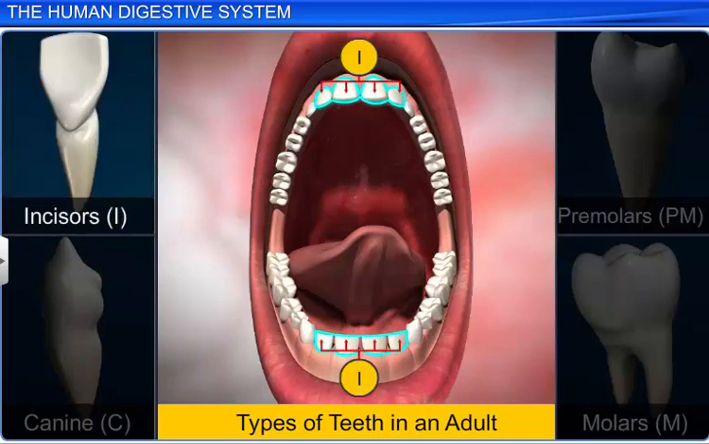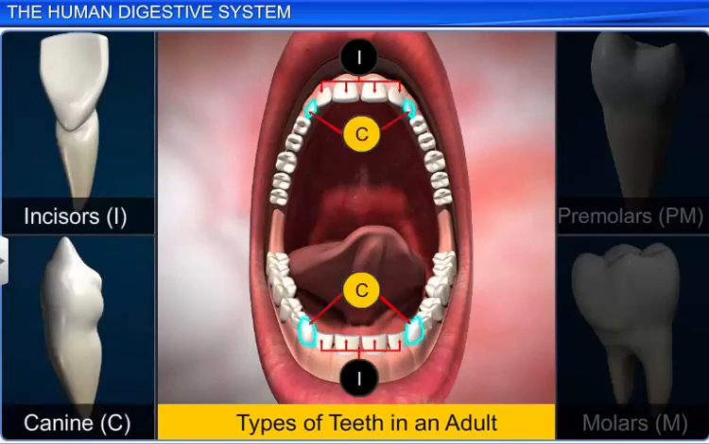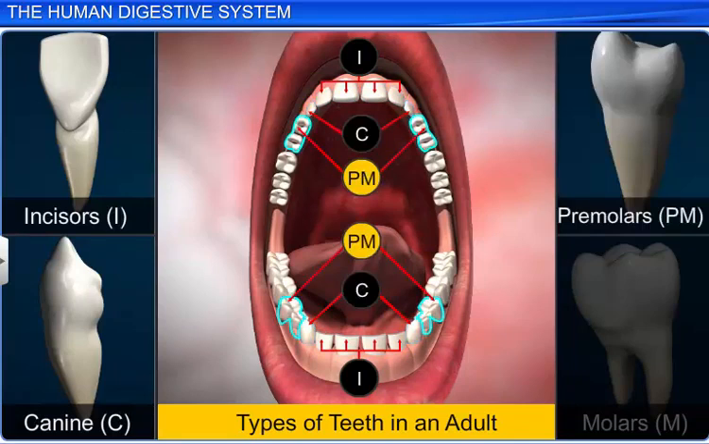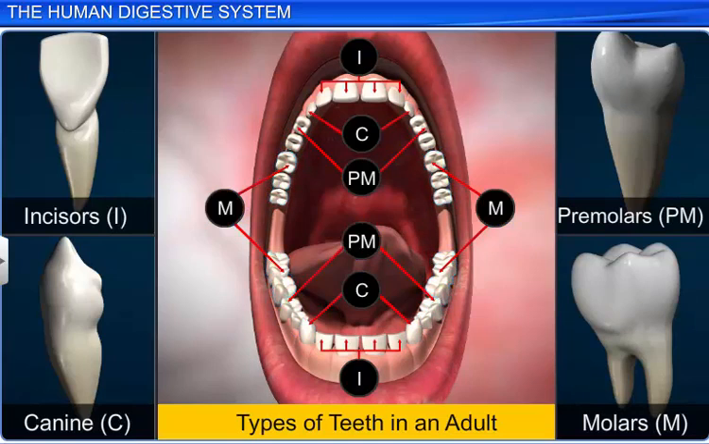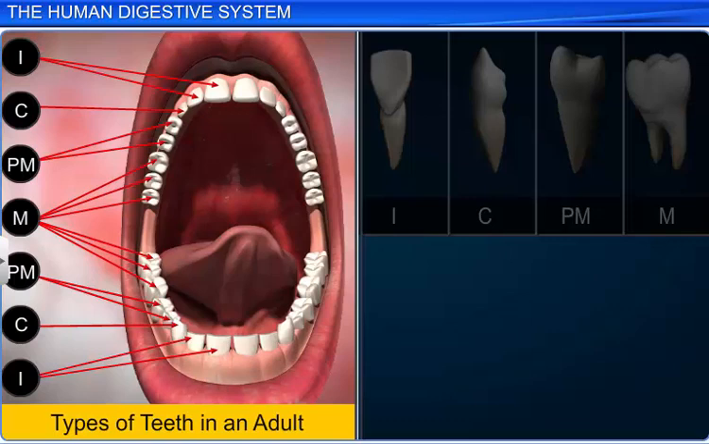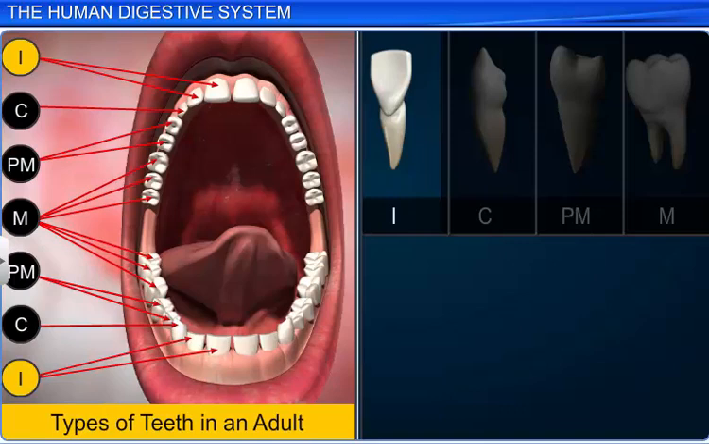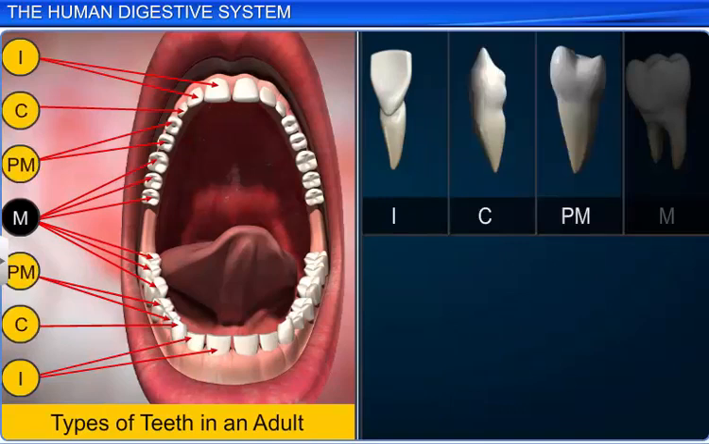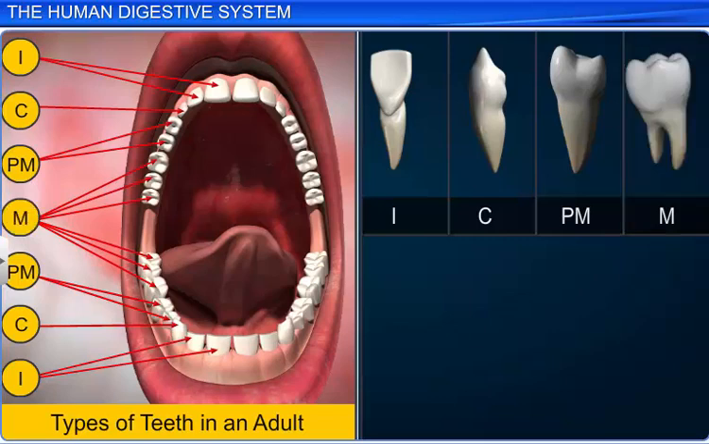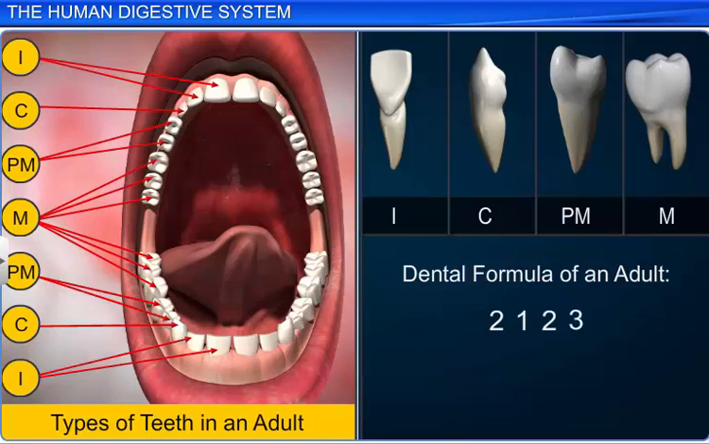Incisors represented by I, canines represented by C, premolars and molars represented by PM and M respectively. The arrangement of teeth in the upper and lower half of the jaw, in the I, C, PM, and M order, is expressed using the dental formula 2123 upon 2123.